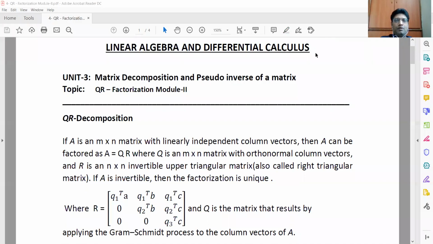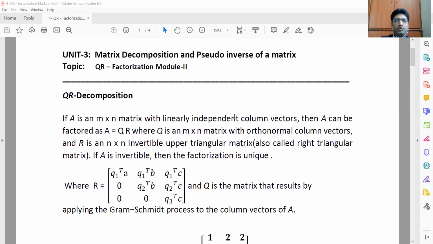Hello, welcome to the third unit, matrix decomposition and pseudo inverse of a matrix. In the last video, we have seen QR factorization module 1, and in this video, we are going to see QR factorization module 2. We already have an idea about QR decomposition. Let us summarize one more time.